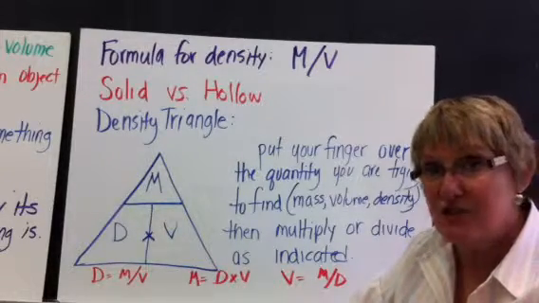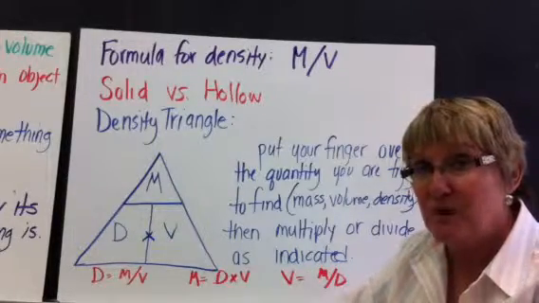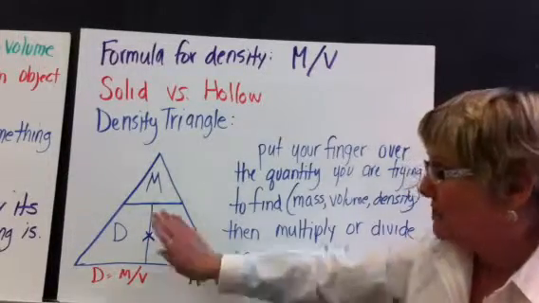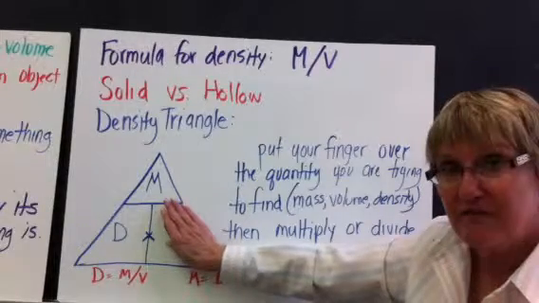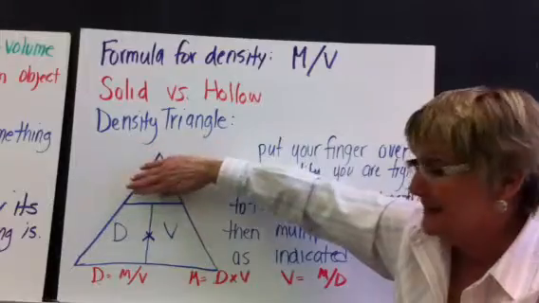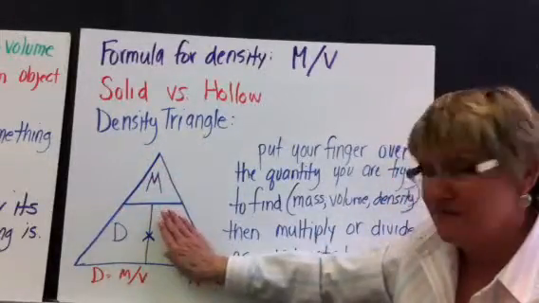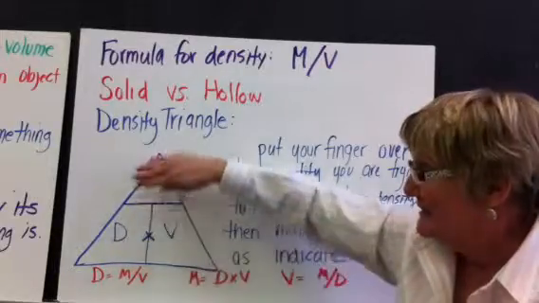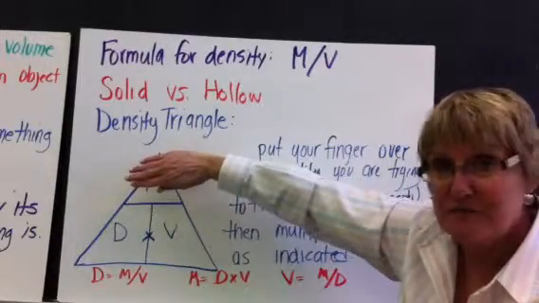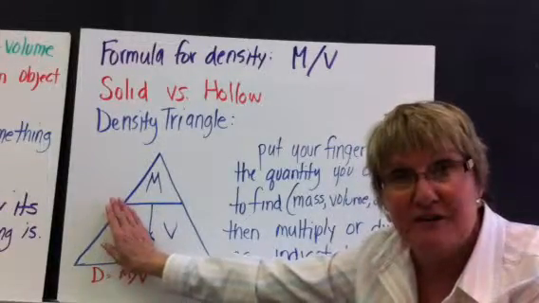We'll always be given two, but we're not sure which one will be missing. So whichever one we're trying to find, we cover that one and we do whatever the operation is. Mass divided by volume, density times volume, mass divided by density. Density times volume will give us mass, and mass divided by volume will give us density.